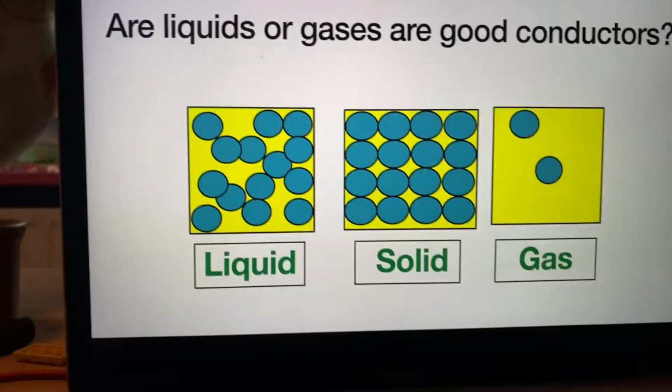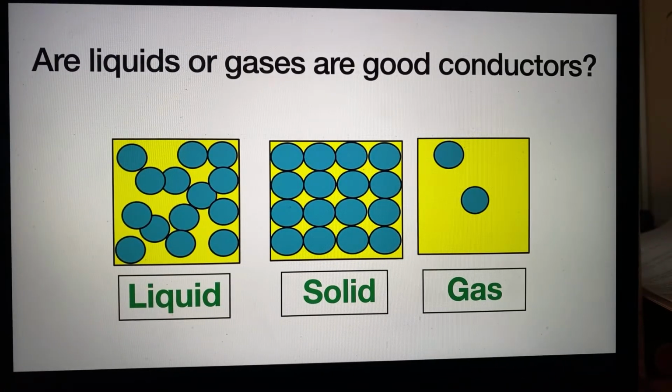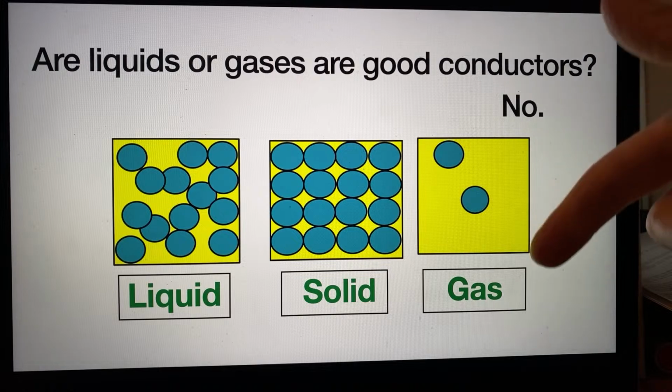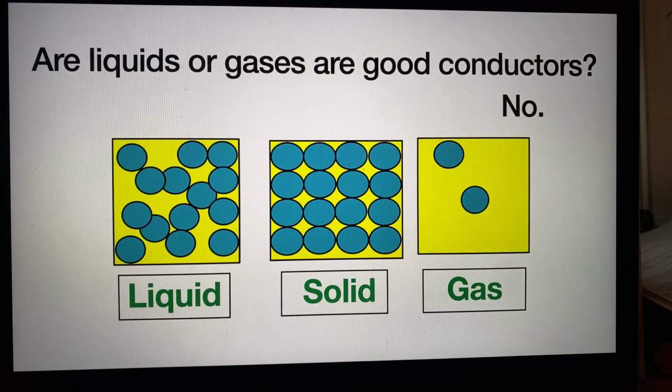Are liquids and gases good conductors? I feel like if you don't know this, then I just need to tell you straight away. No, they are not. You can hopefully see by looking at these little particle models, liquids and gases are generally speaking really not very good conductors, because heat can't be transferred by vibrations.